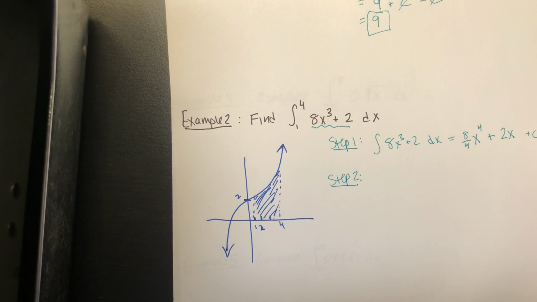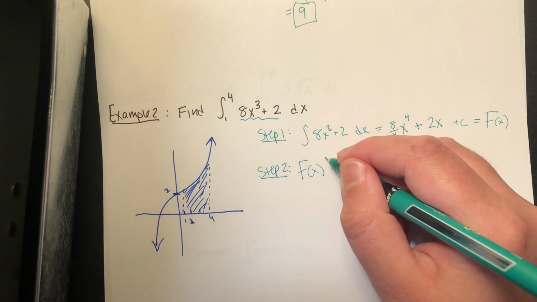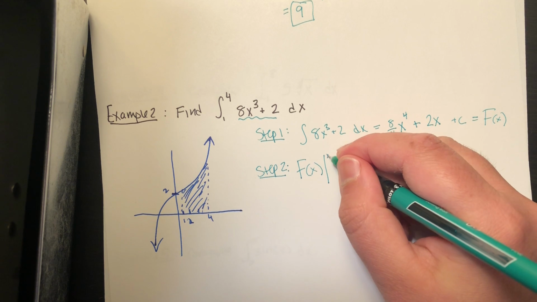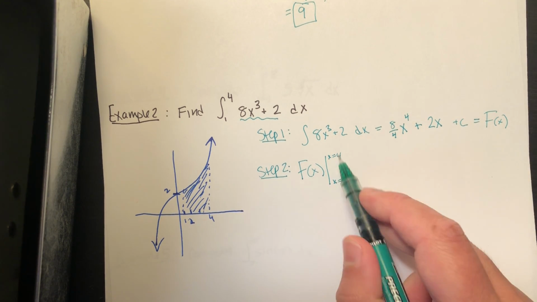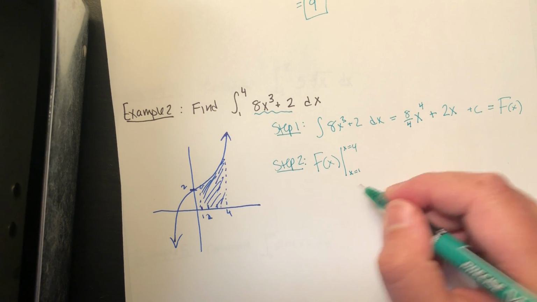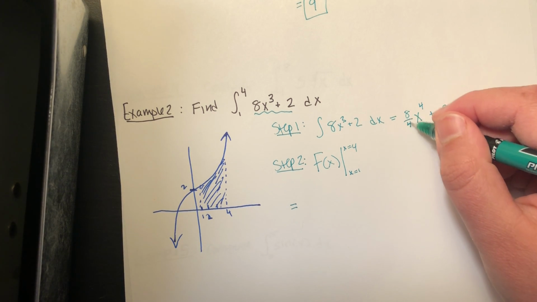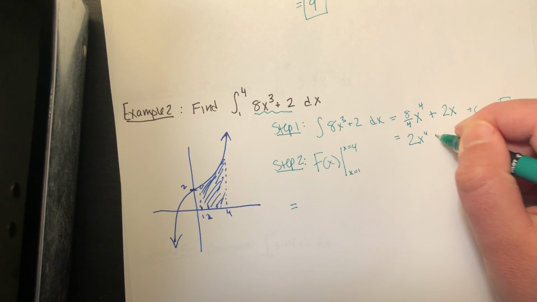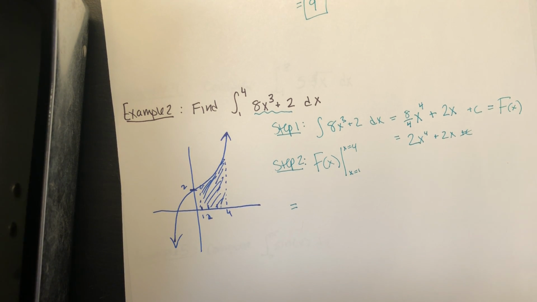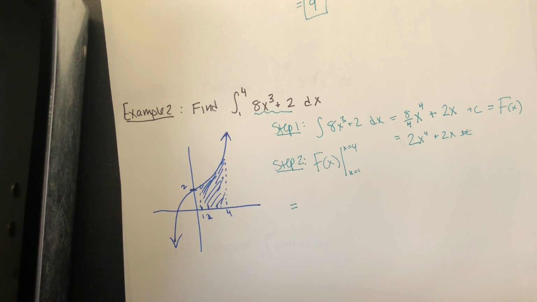All right, so this is our antiderivative function. Call it big F of x. And so step 2 is just to take that function big F of x and evaluate it at the two endpoints, at 4 and at 1. Remember, this notation means just subtract: big F of 4 minus big F of 1. So what's this going to be equal to? This function is probably easier to write as 8 over 4, which is 2x to the 4th, plus 2x plus c. And remember, we don't really have to worry about the plus c when we're doing definite integrals because they'll cancel each other out.